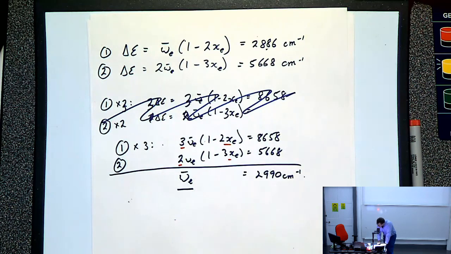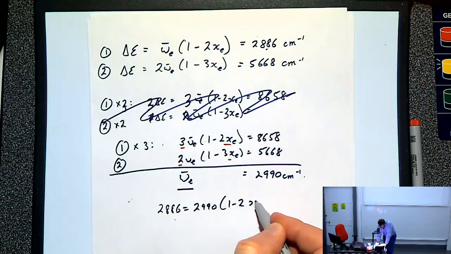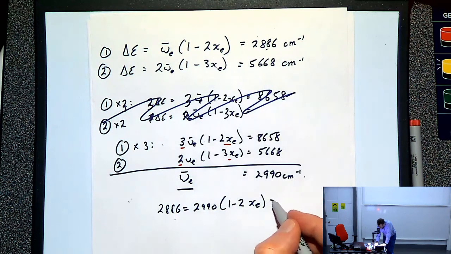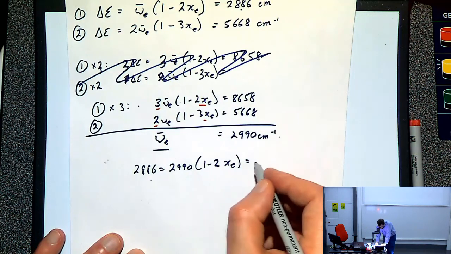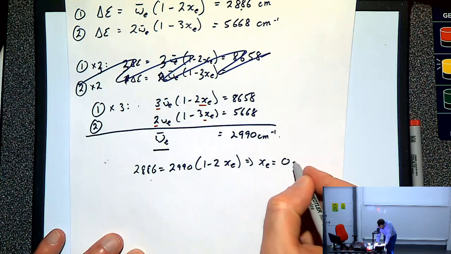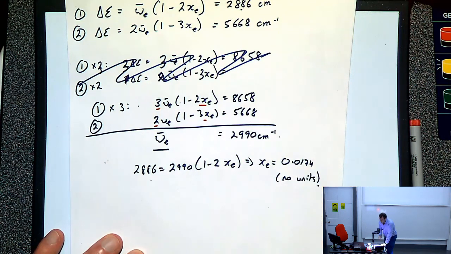And then once we have this omega E value, we're able to sub it back in. So I can say, for example, 2886 is equal to 2990 on 1 minus 2xe. I use equation 1. And that means I get xe of about 0.0174. We don't have any units there. So this 0.0174 is a measure of the effect of anharmonicity. So that's a multiplying effect detracting away from the energies of the vibrational states.